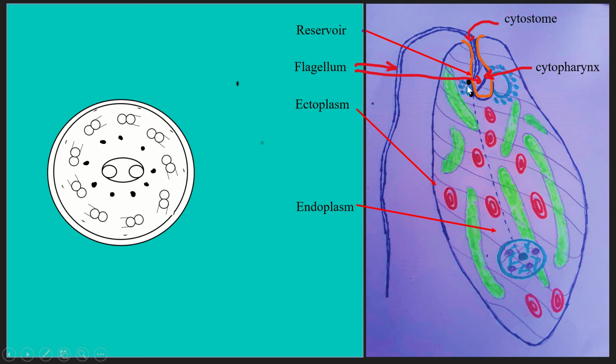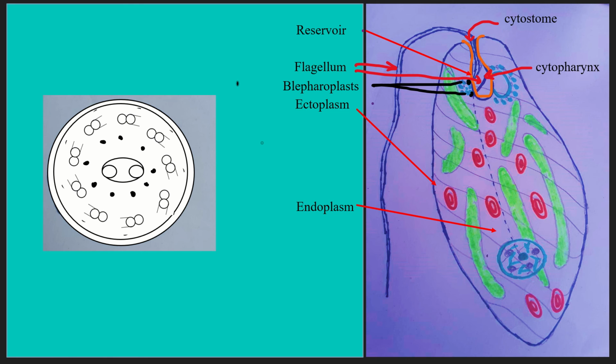Both flagella originate from tiny granular structures called kinetosomes or blepharoplasts. From the blepharoplasts, these two points are the tiny granular structures from which the flagella arise.